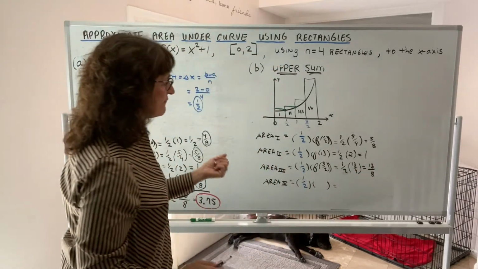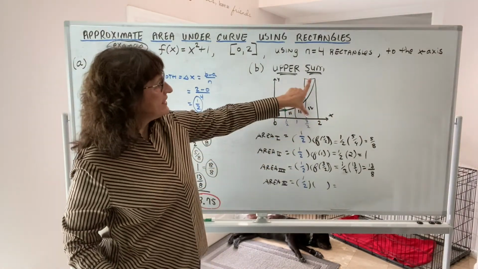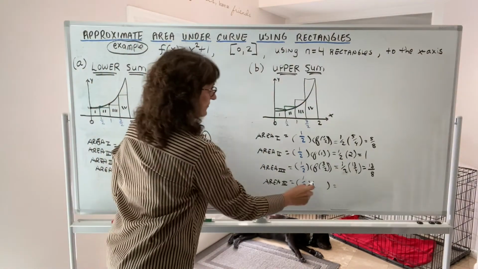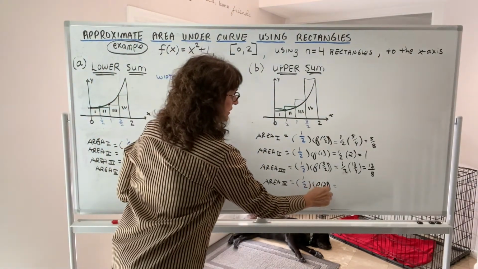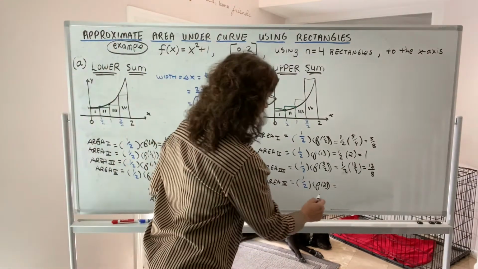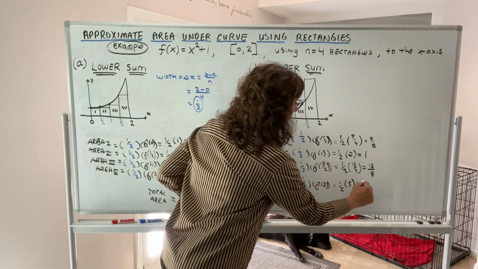And then finally your fourth rectangle. So your fourth rectangle, the width is 1/2, and the height is going to be the function value at 2. Okay, so it's going to be f of 2. When you plug 2 into the function, 2 squared is 4, 4 plus 1 is 5. So 1/2 for the width, 5 for the height. So you end up with 5/2.